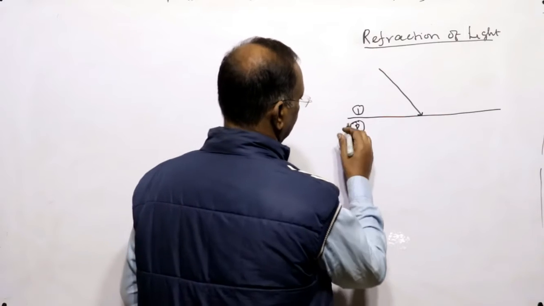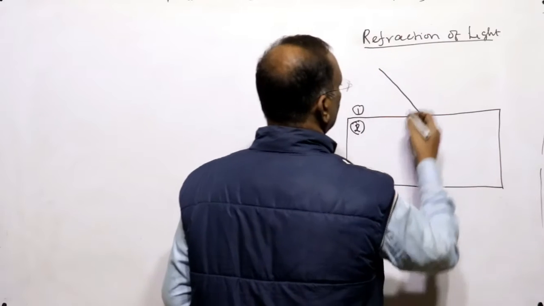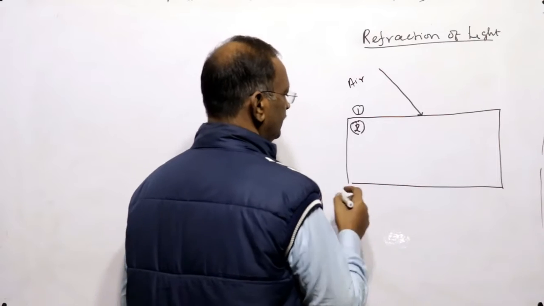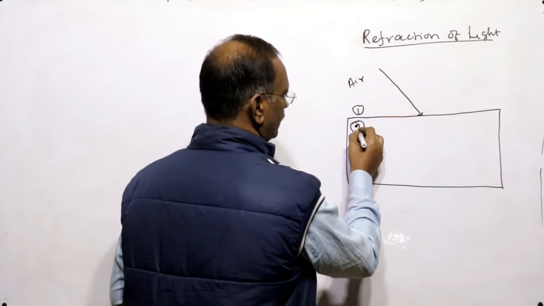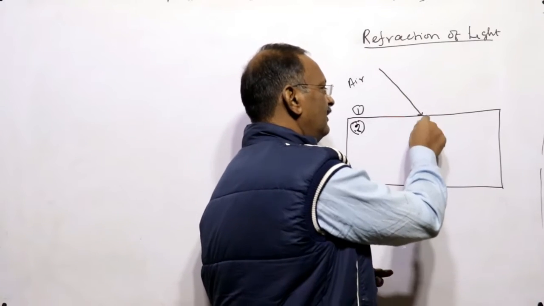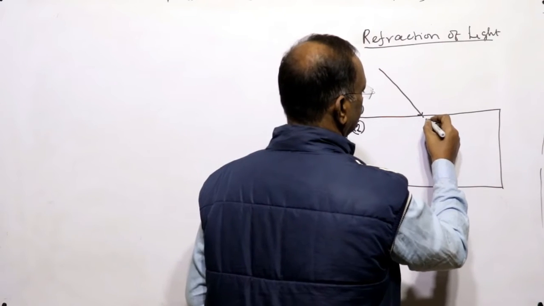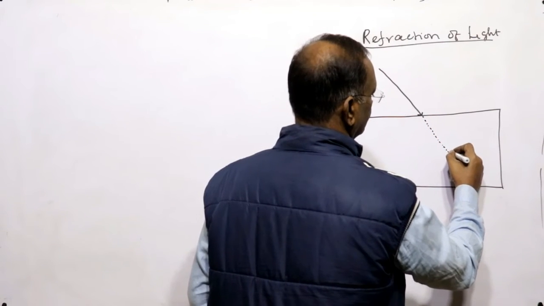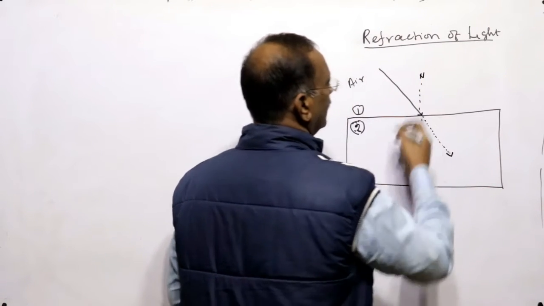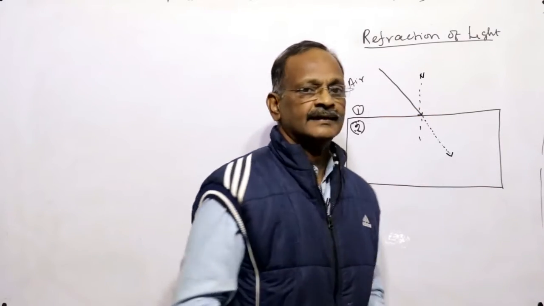This is the second medium, and this is air as the first medium. Let us assume air as the first medium and a different medium 2. When light travels from one medium to another and enters the second medium, it bends. It was supposed to move like this. This is the normal at this point. It bends when entering the second medium.